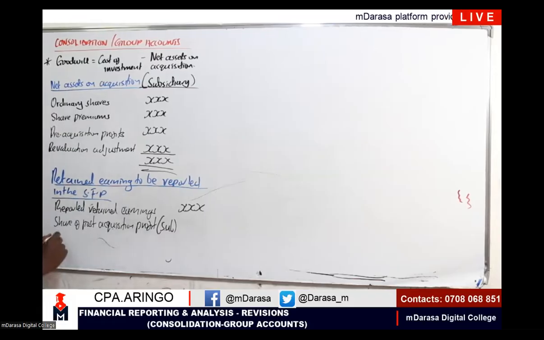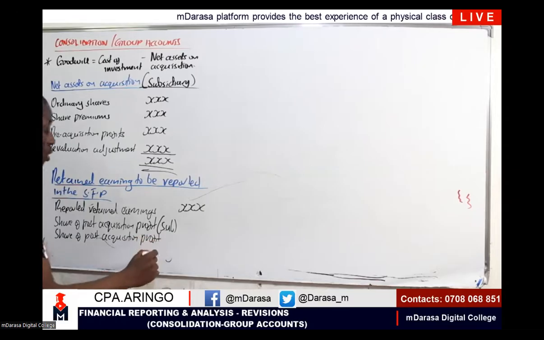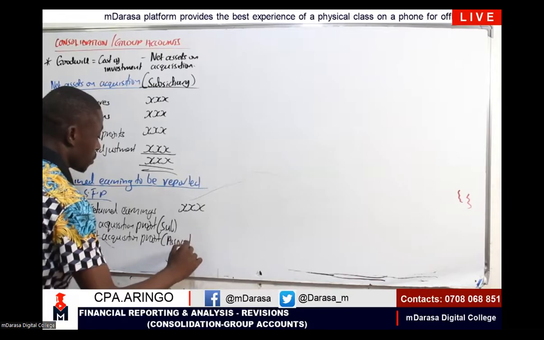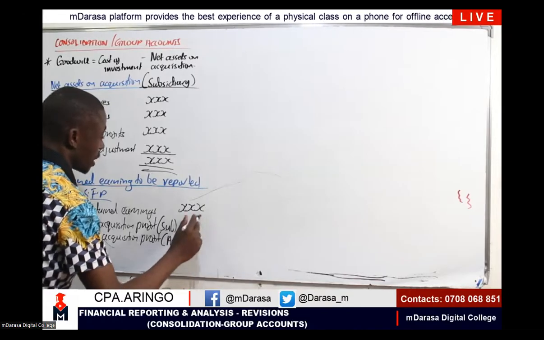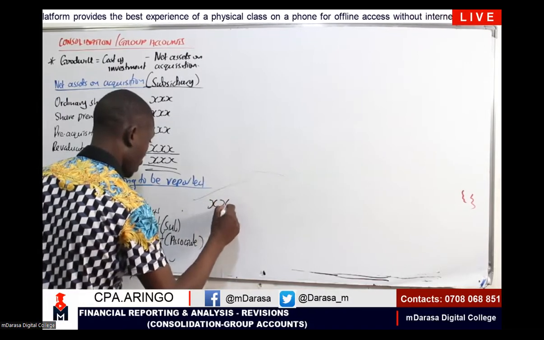Then also consider your share of post-acquisition profit, if we are talking of an associate, right? So these are the items that we should always have in mind. So I'm having that.